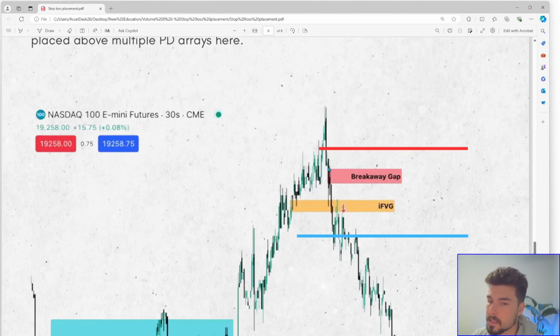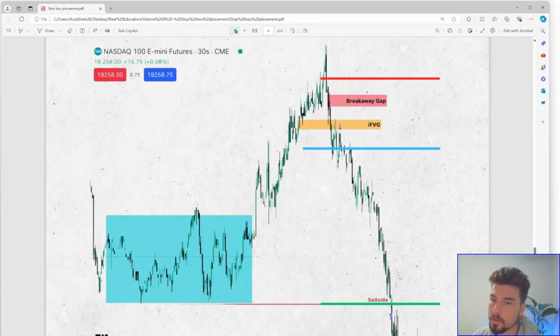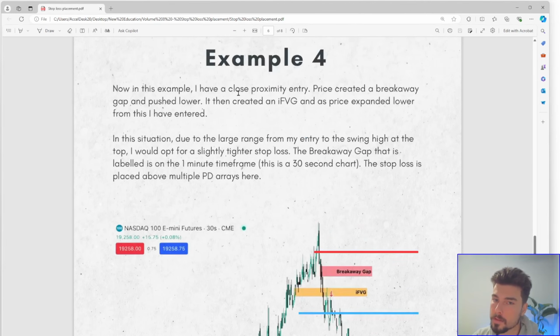This bullish gap gets inverted. Beautiful. This is a breakaway gap on the 1 minute chart. We're looking at the 30 second. So that's 2 PD arrays. We push down, we invert this fair value gap, which I believe was on the 1 minute too. And then we trade back into it here, trade back into it here, reject, and that's where my entry comes from. So I've gotten what's called a close proximity entry.